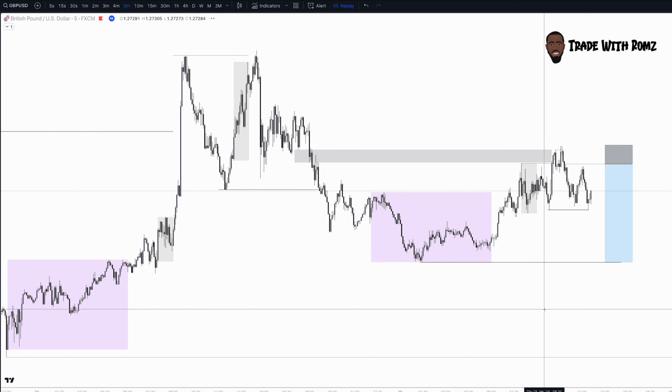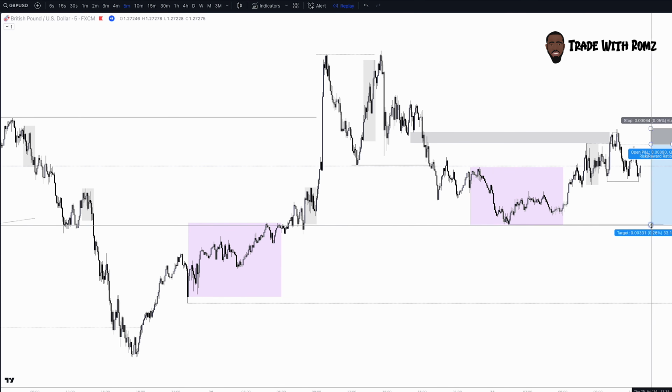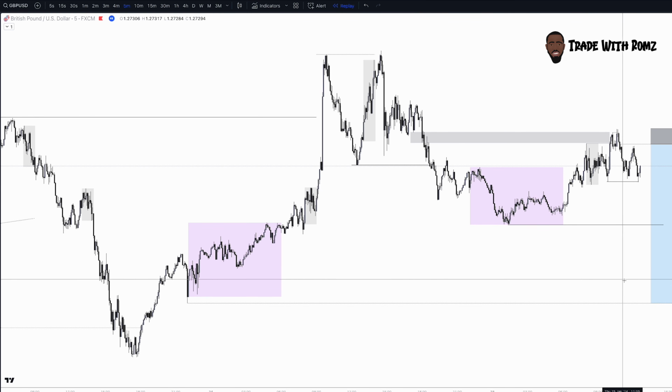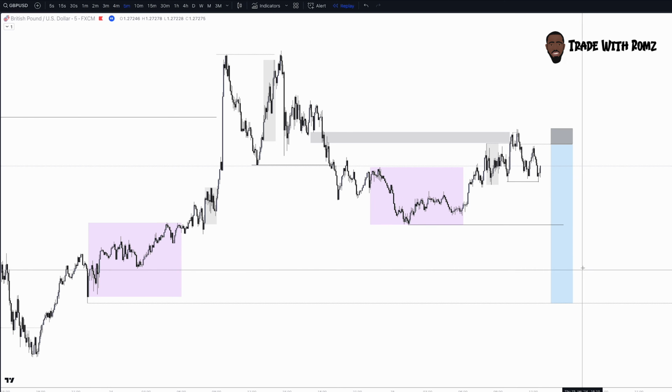But also, what did I also mention? I also mentioned here that I would want this low to be taken as well, ideally for a 10R, right, before price would then reverse, respect this low, and then go higher. That's what I was looking at. Again, I could be wrong, but that's what I was looking at.